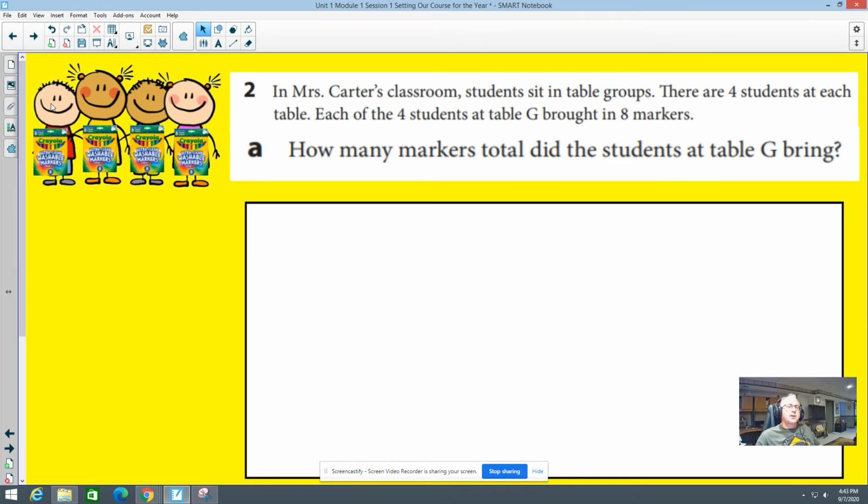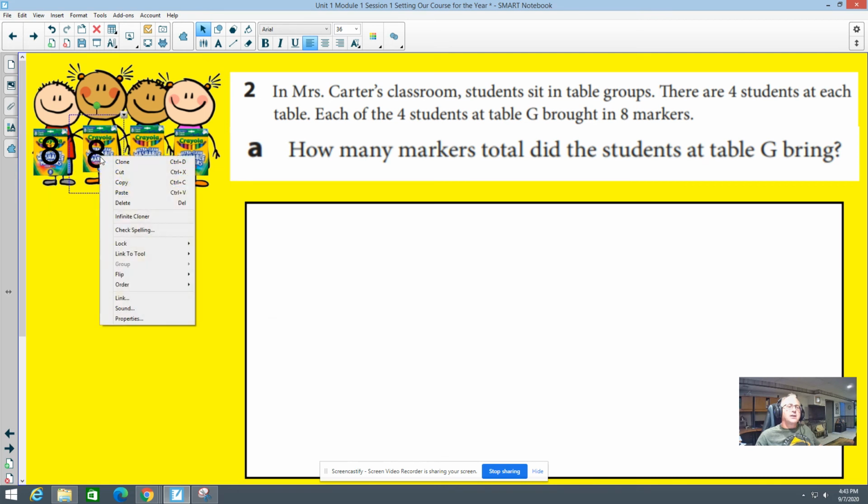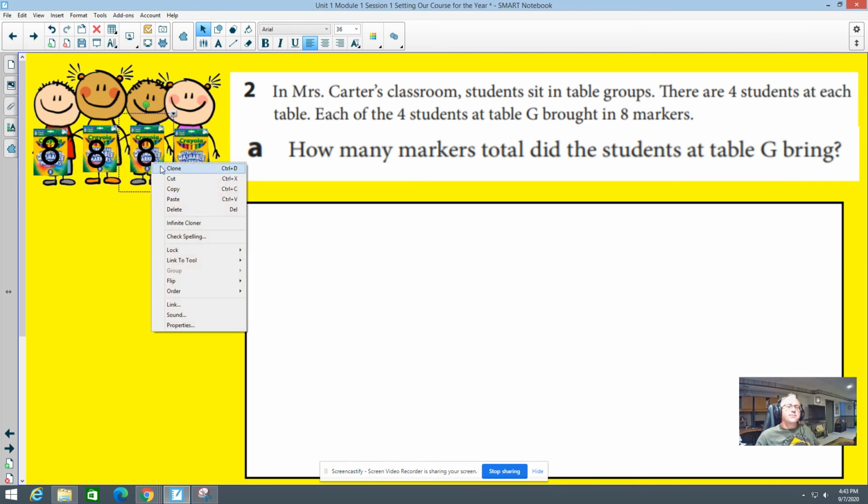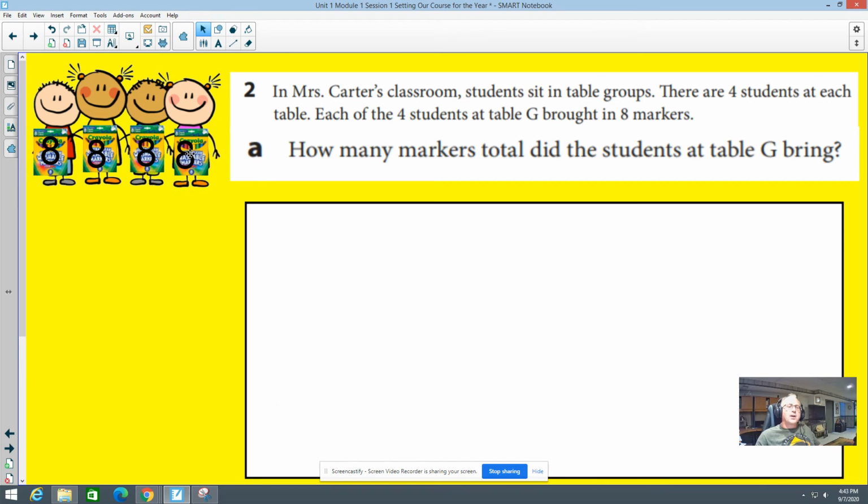So I just got some clip art here, but I would have done 4 students, even if you just did a simple stick person for each one, and then put 8 on each, because they brought in 8 markers each. So here's 8, here's 8, here's 8, and here's 8. This is a great visual for me to say, okay, here's group G. There were 4 kids, 1, 2, 3, 4. Each brought in 8 markers.